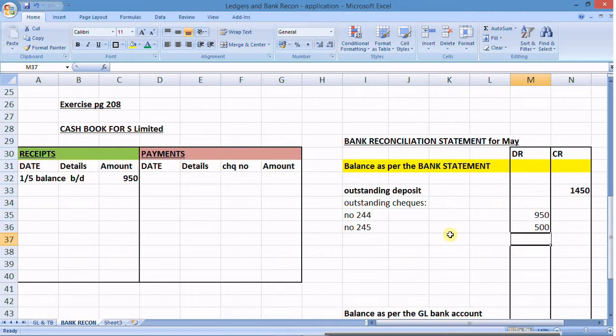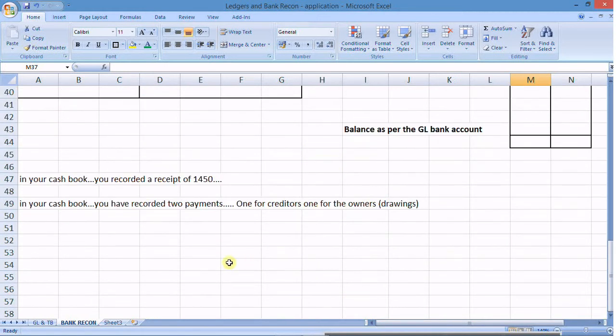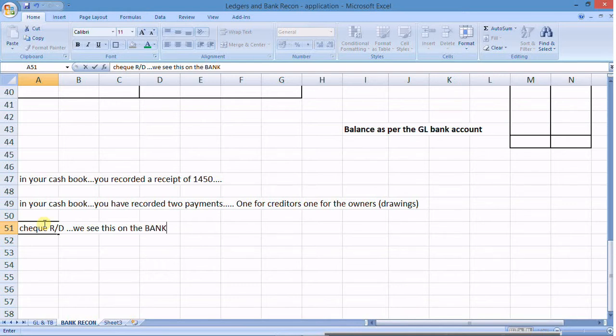Okay, what is that? Circle it. Check RD. Yes, unpaid check. It's a dishonored check. Yes. Okay, so check RD. We see this on the bank statement. Okay, what does that represent? It represents a check that you deposited previously. It was unpaid.